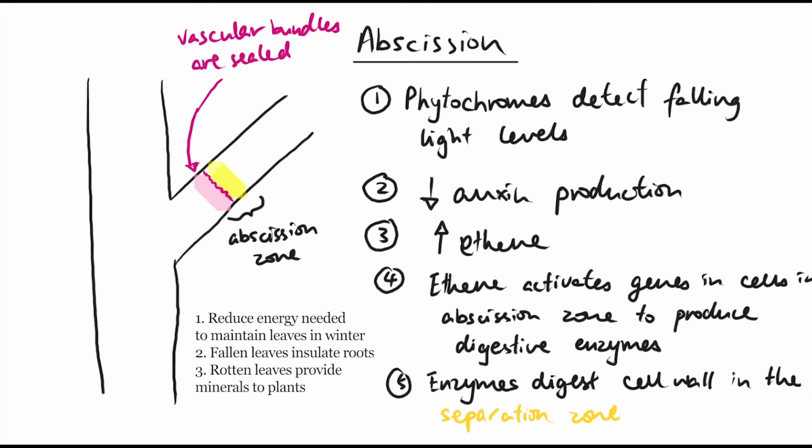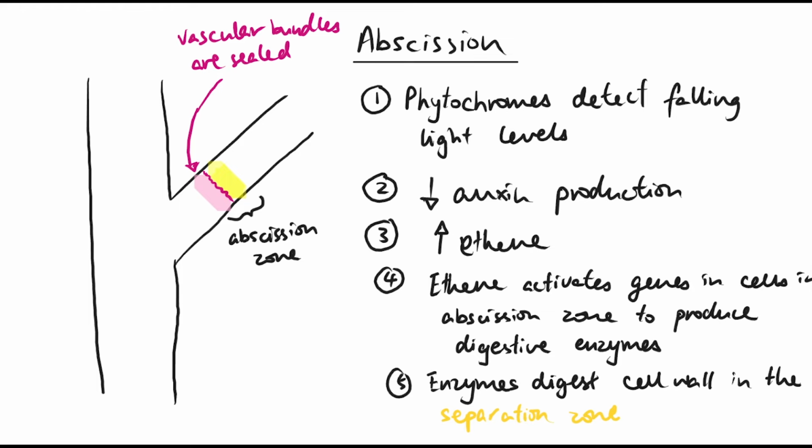And also the fallen leaves at the base of the tree trunk can form an insulating layer, which prevents the roots from freezing over during the winter time. Not to mention that eventually they would rot, and that provides nutrients back to the soil for the plants to reabsorb. So that is abscission, which is a stress response towards falling light levels.